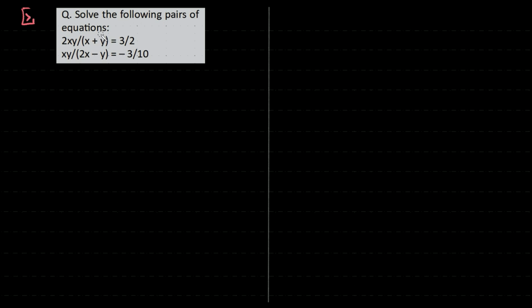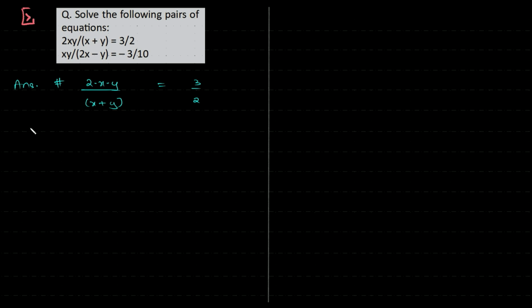Solve the following pair of equations. So we have fractions and quite a few things happening over here. So let's first write it down. We have 2 into x into y divided by x plus y, which is equal to 3 by 2. So we have a fraction over here, a fraction over here.